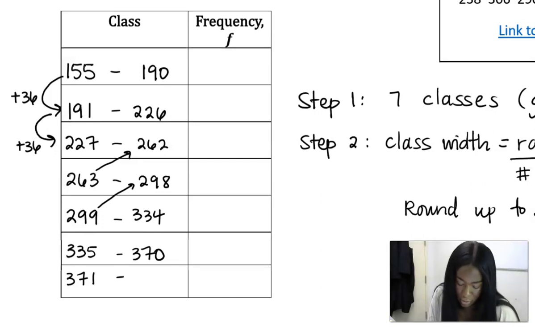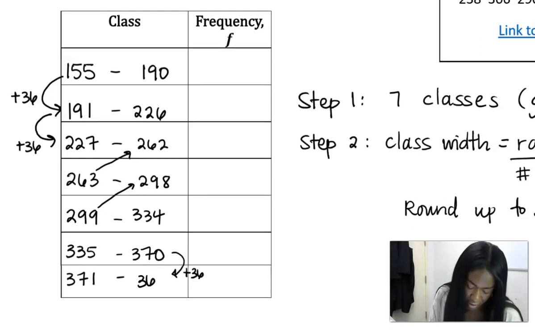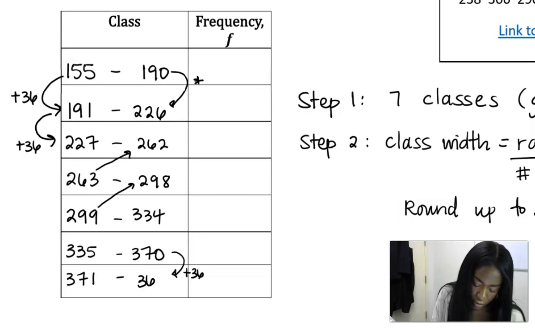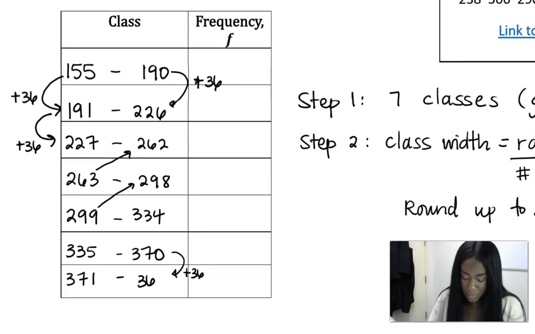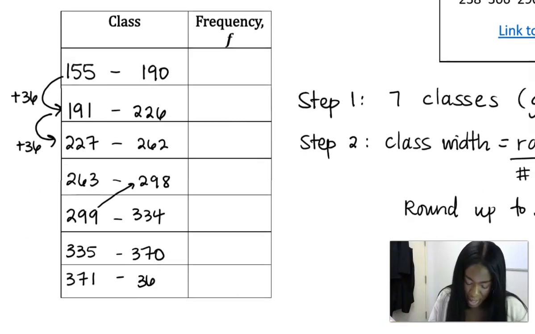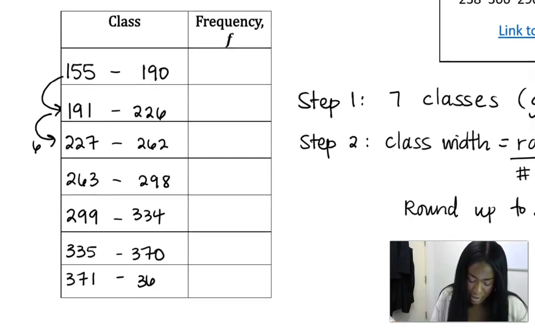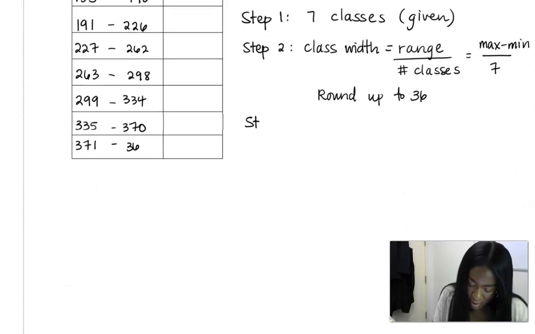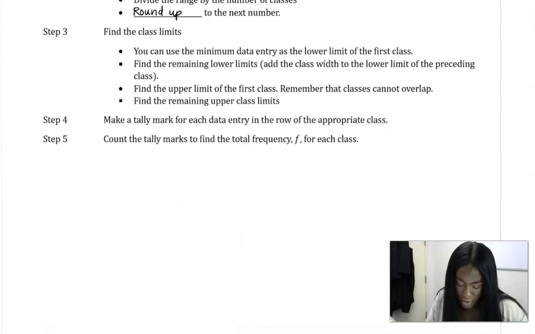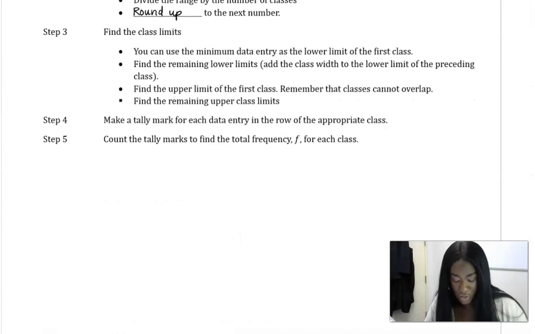And then I also know that the difference between these two is 36, right? Because this is true for all of these limits, okay? They have 36 as the class width between them. Okay, so now that we have our class limits, so we've done step 3. I'm just going to put a check mark. Step 4 tells us to mark a tally for each data entry that falls into each particular class.